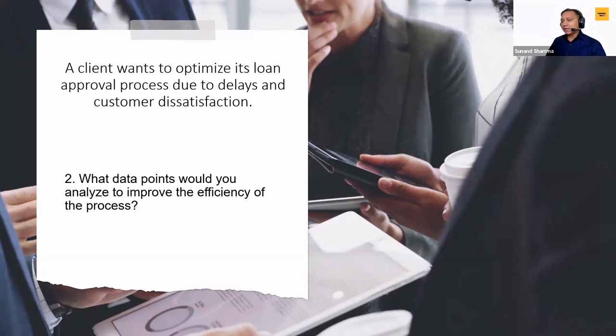The next is the error rates. So the frequency of errors or incomplete applications, which could indicate the need for better training or clearer application instructions. So by analyzing these data points, I can identify where the inefficiencies are, and we can also propose targeted improvements such as automating manual processes or, let's say, redistributing the workload.